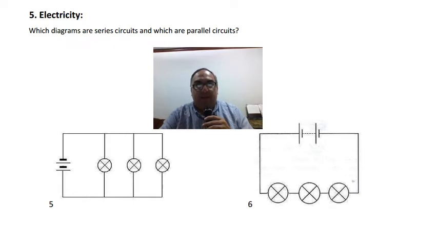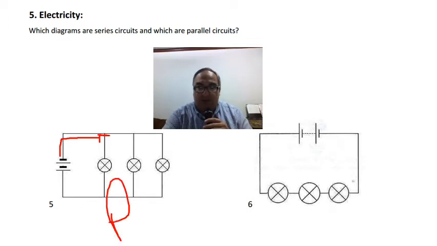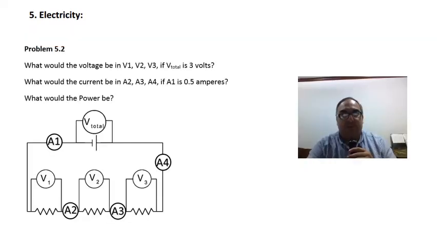Okay. On this one that we have here, we start from the battery, and we have a deviation, so this must be parallel. And this one, we go in just a circle, so no deviation. This is a series. Very easy. Let's go to the next one.